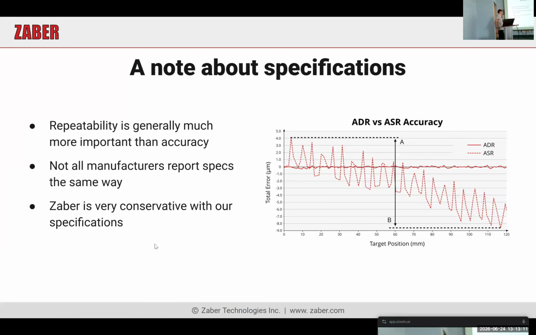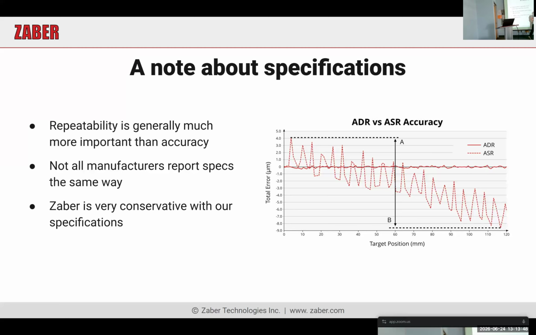One note about specifications: if you're comparing stages, a quirk about Zaber is we tend to be extremely conservative with our specs. I've got the specs here for two stages. We're looking at the total area over the full range of travel, and in practice, for typical microscopy workflows, you're moving very small steps.